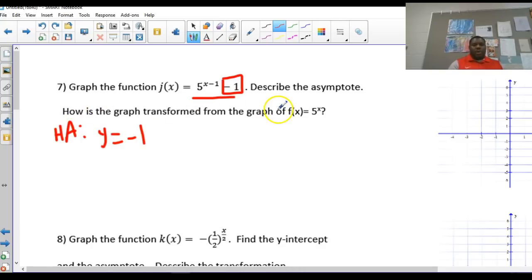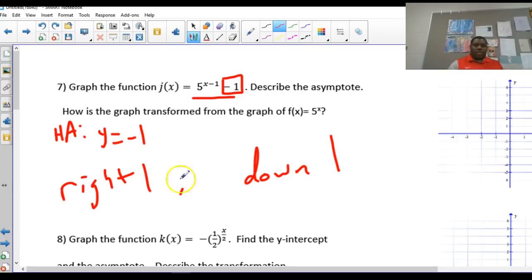Now, describe how the graph is transformed from the parent function. Well, this -1 is directly subtracted from the x, and the rule is you do the opposite when it's directly subtracted from the x. So we have x minus 1, which means to the right 1, okay? And then the -1 outside tells me down 1, okay? So these are the two transformations done to this parent function.